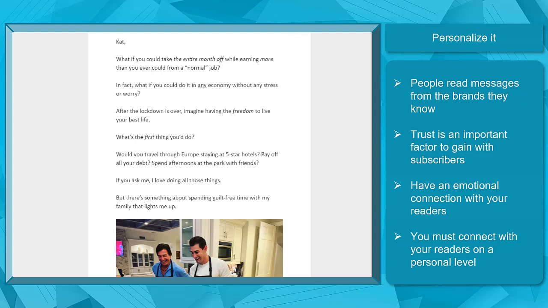Personalize it. People read messages from the people they expect to hear from, especially from someone they know. They trust this person and they do have a genuine relationship with them. Having an emotional connection with your readers will make them feel that they are in a personal relationship with you.